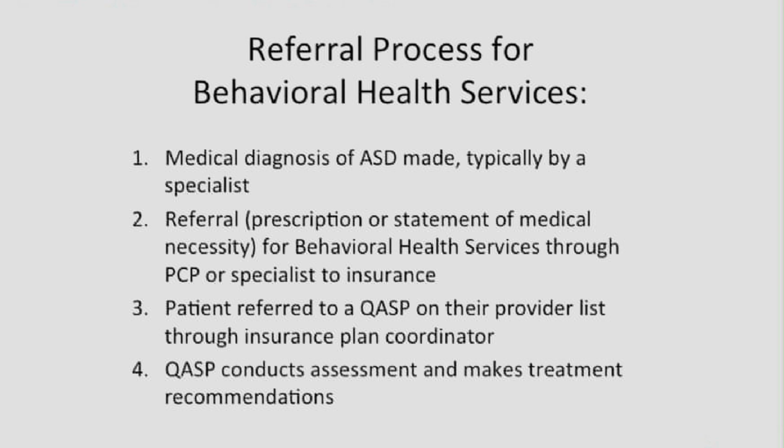So the patient then has the opportunity to have an assessment through the qualified autism service provider, and then have their insurance plan coordinator approve that service plan for those services. So there's the assessment, there's a treatment recommendation, and then the treatment plan is put in place. Seems fairly simple. We all know it's not really very simple.